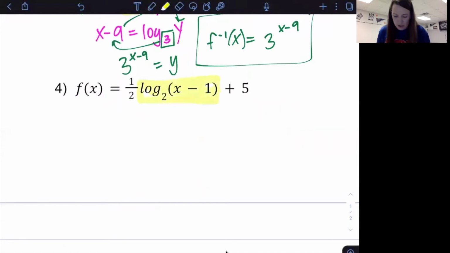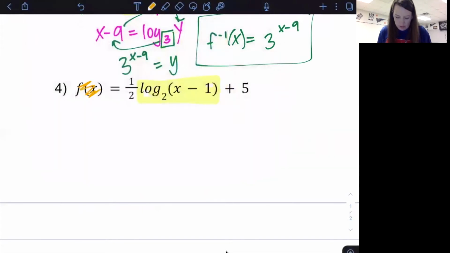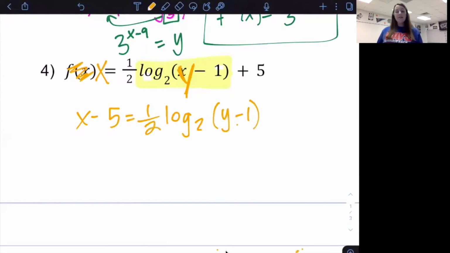So we've got to get it by itself before we can do anything. So I'm first going to replace my y over here with an x, my x with a y. First step we're going to need to do in order to isolate is move that plus 5. So I have x minus 5 equals 1/2 log base 2 of y minus 1. Okay, it's still not isolated.